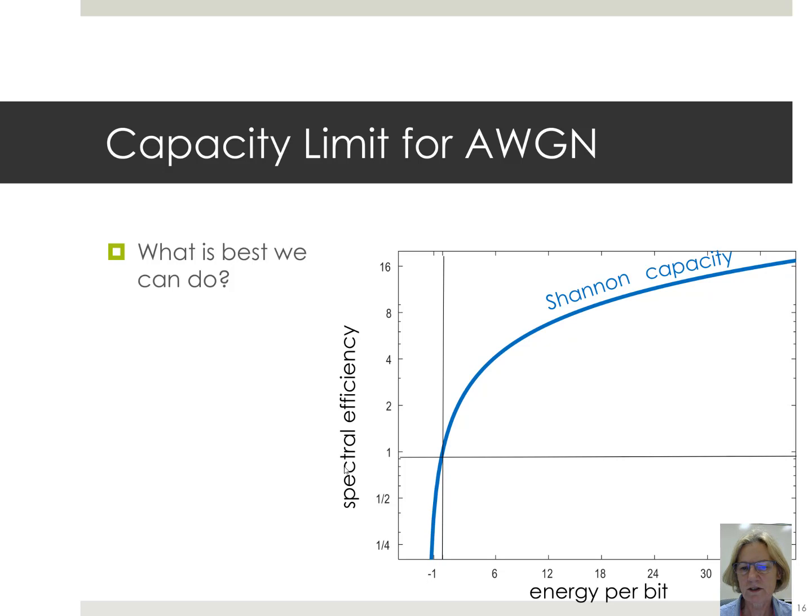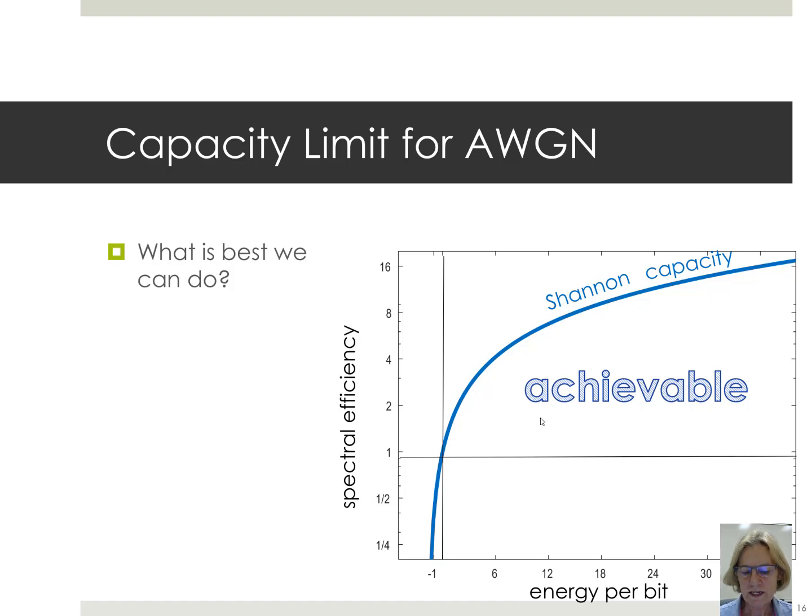So we have the spectral efficiency, this is the C over W, and this is the energy per bit, and everything underneath this curve is what we call achievable. This is the limit. We can't expect to do anything more than that. That's actually the most information we can push through the channel. So everything below is achievable.